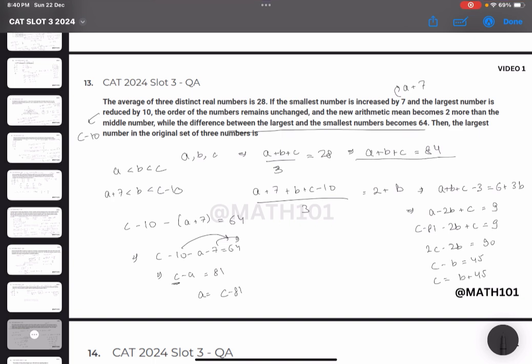Now we will substitute both a and b in terms of c in this equation, which gives us a is c minus 81, plus b is c minus 45, plus c equals 84, which implies that 3c equals 81 plus 84 plus 45, that is 210, which implies c equals 70. So the answer is 70.